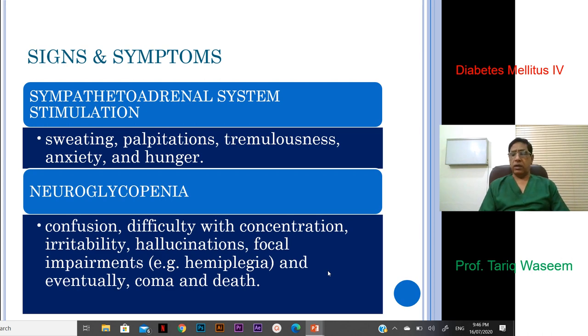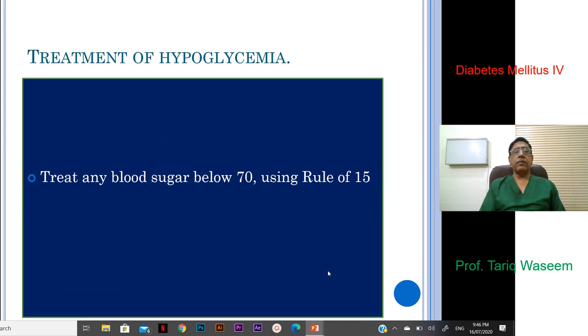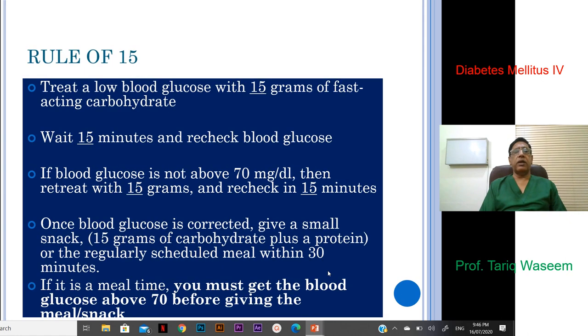Sometimes he may even have hemiplegia, coma, and may even end up in death. That's why recognizing hypoglycemia in time is important, because if the hypoglycemia is prolonged, the patient may be left with permanent neurological damage in the form of hypoglycemic neuronal injury. Usually any blood sugar level below 70 should be considered as hypoglycemia.